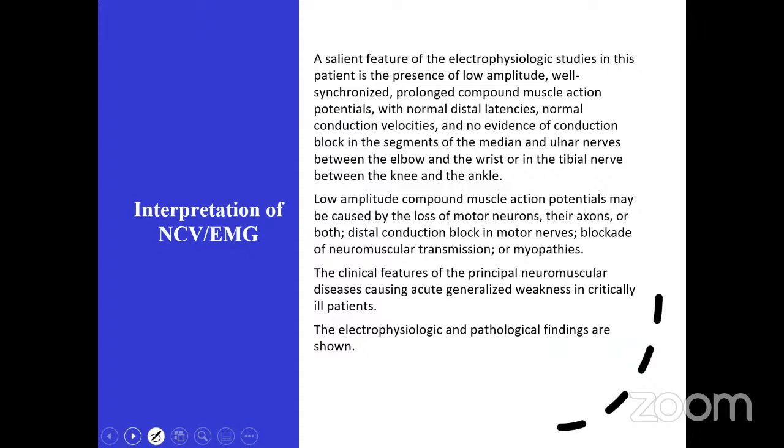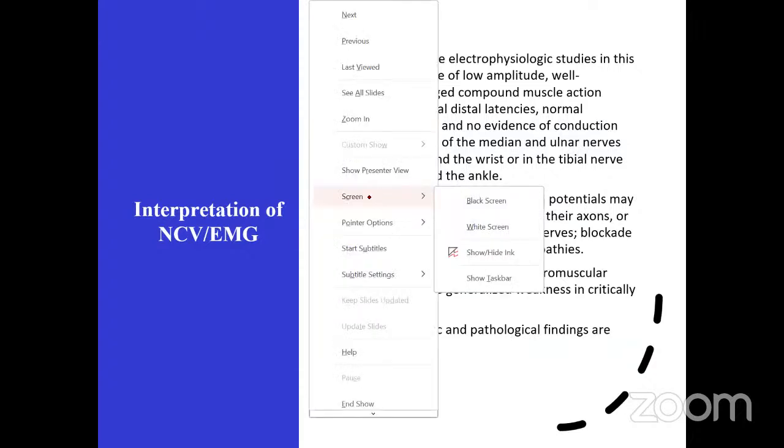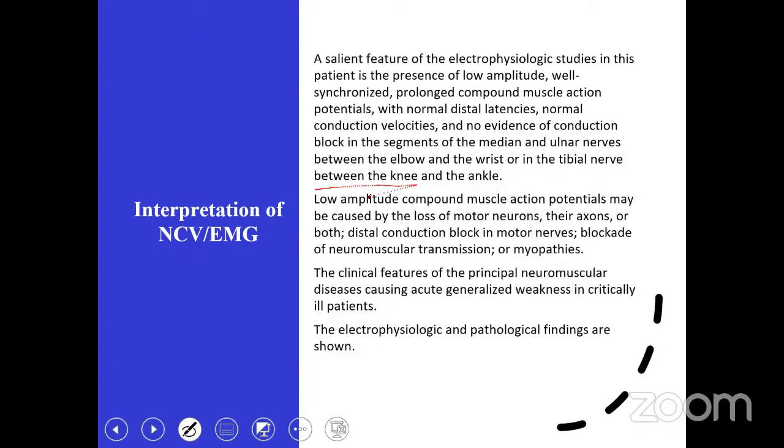The low amplitude CMAPs may be caused by the loss of motor neurons, their axons, or both. Distal conduction block in the motor nerves, blockade of neuromuscular junction transmission, or myopathies, all these things can cause low amplitude compound muscle action potentials. The clinical features of the principal neuromuscular diseases causing acute generalized weakness in critically ill patients require EPS study, also pathological findings, which I'll show you.